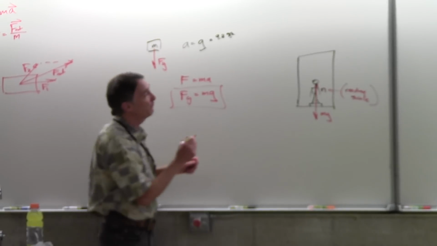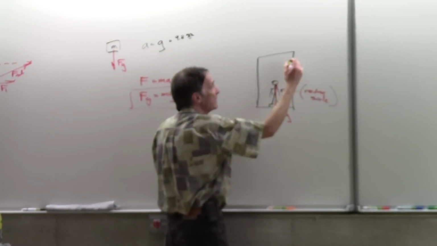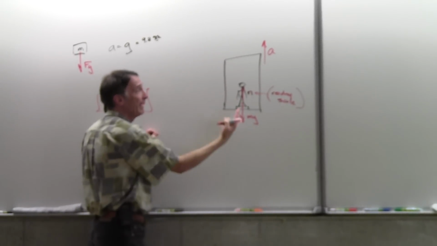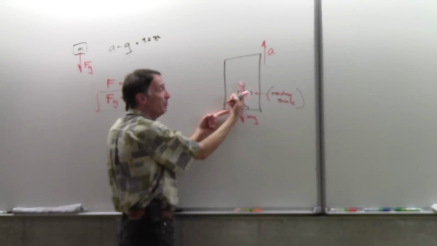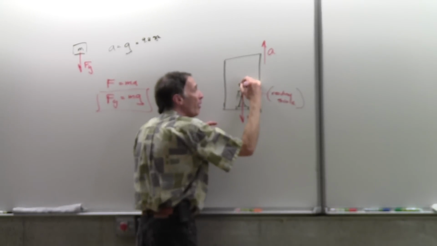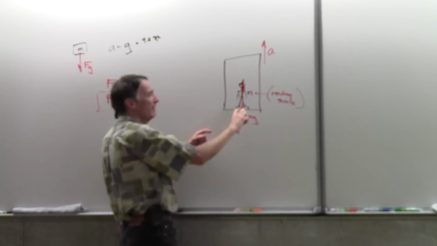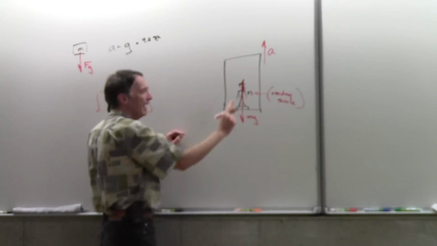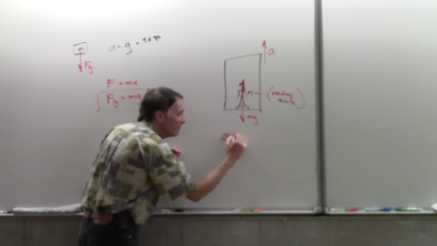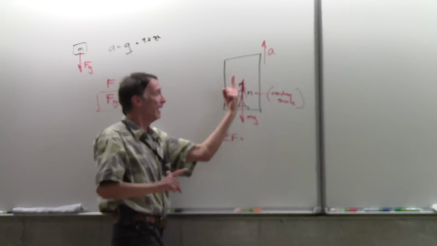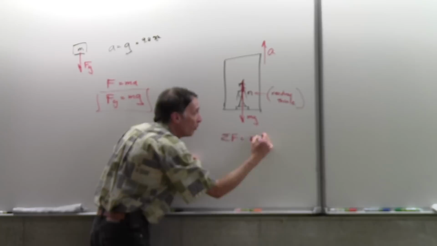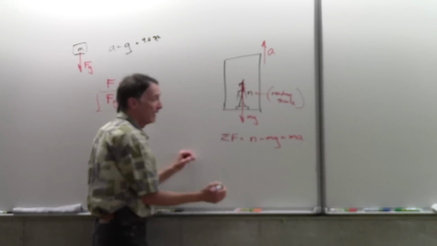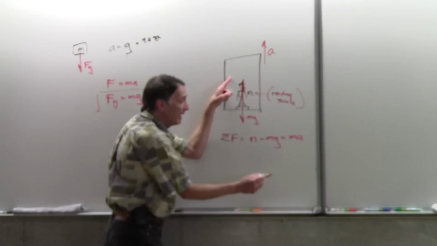Now what happens if we accelerate upward, with some acceleration a? As we do that, we need to have an unbalanced force. I have to have more normal force than the weight to get this thing to accelerate. Calling up positive, the sum of the forces is the normal force minus mg, which should equal the mass times the acceleration. The acceleration would be that of the car.